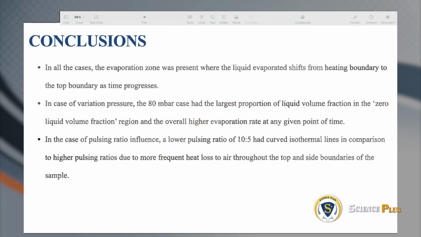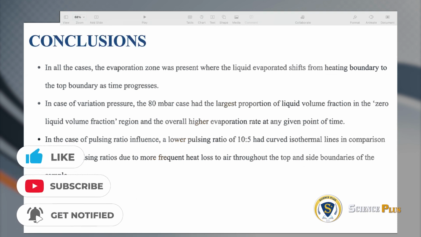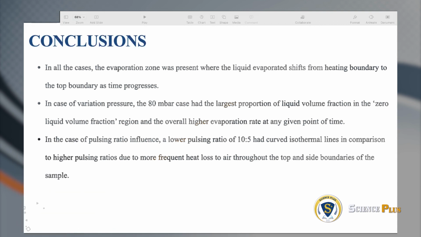So these are the conclusions that we have drawn from this research. In all the cases, a distinct evaporation zone was present where the liquid evaporation shifts. In case of variation of pressure, the 80 millibar case had the largest proportion of the sample in the zero liquid volume fraction region and the overall higher evaporation rate at any given point of time. In the case of pulsing ratio influence, a lower pulsing ratio had curved isothermal lines in comparison to a higher pulsing ratio. This may be due to the more frequent heat loss to air through the top and side boundaries of the sample.